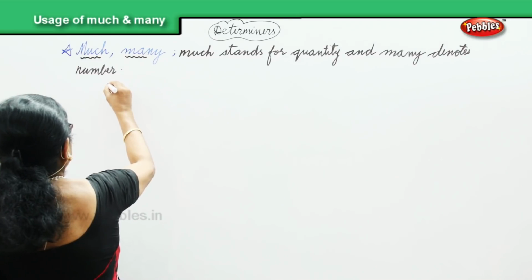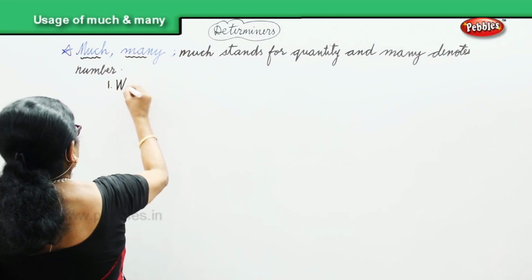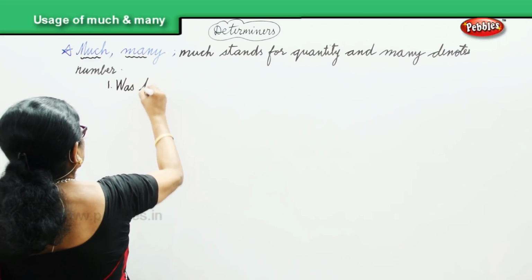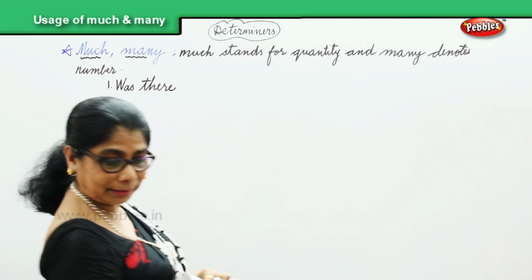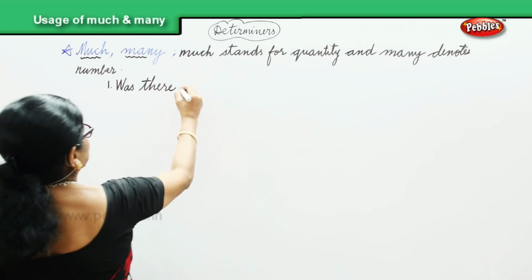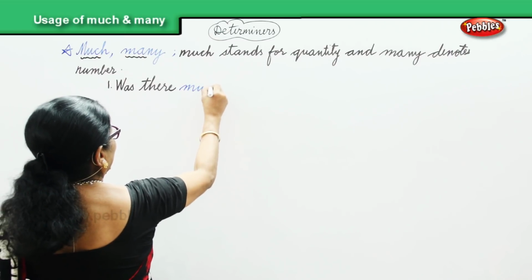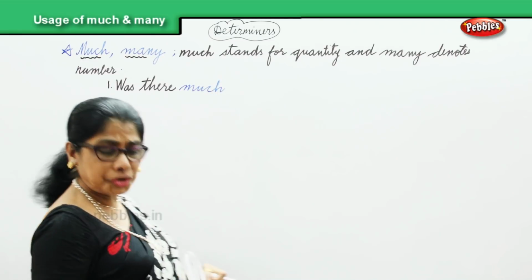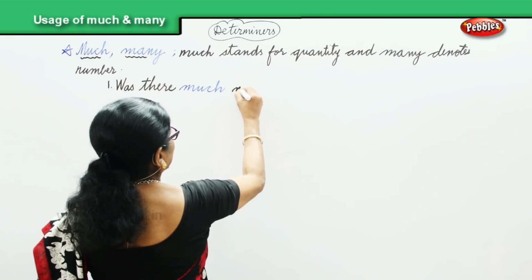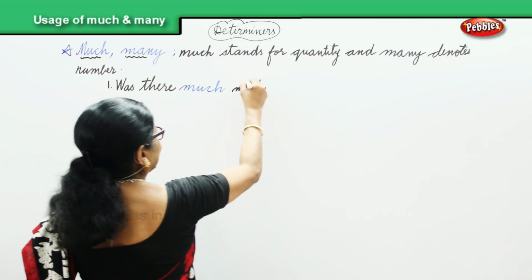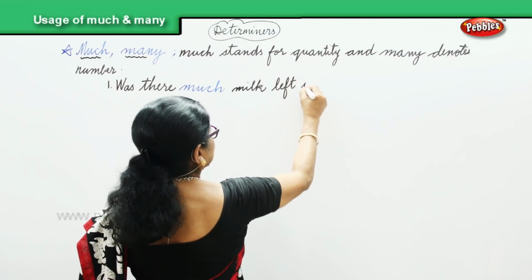Now let's look at that. Was there much milk? Much. We're talking about quantity. Was there much milk left in the pot?